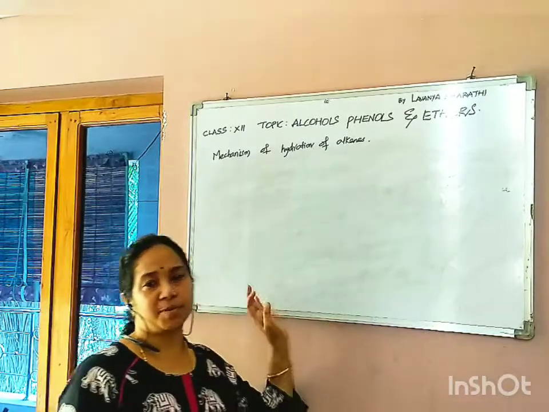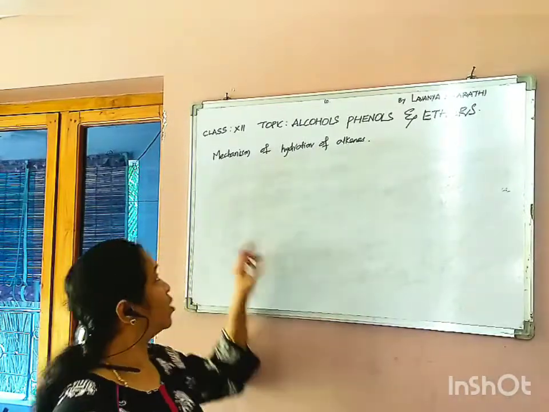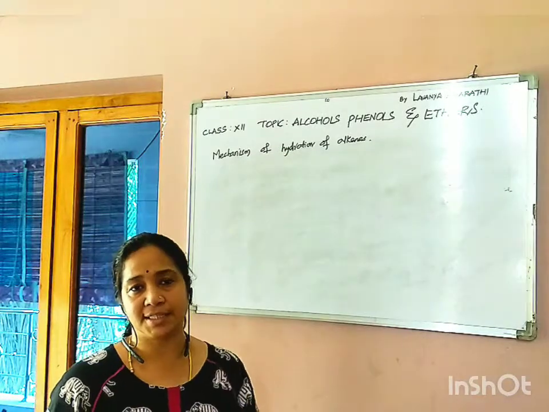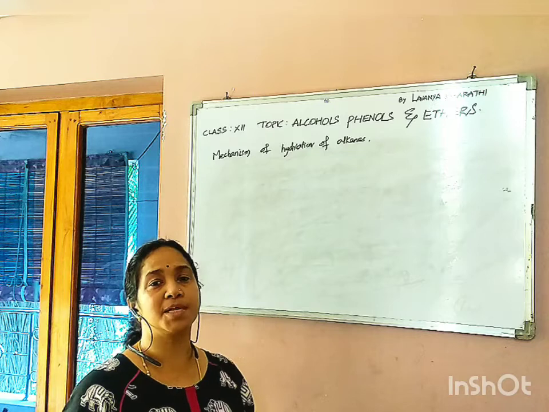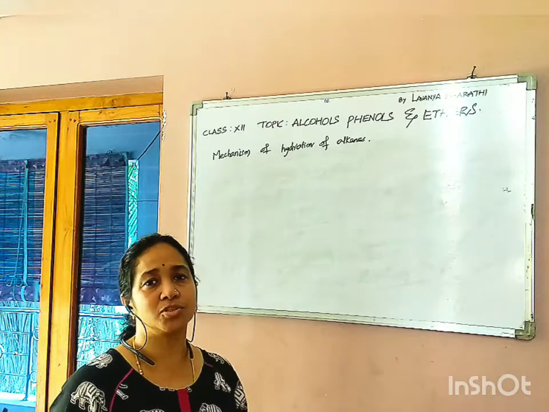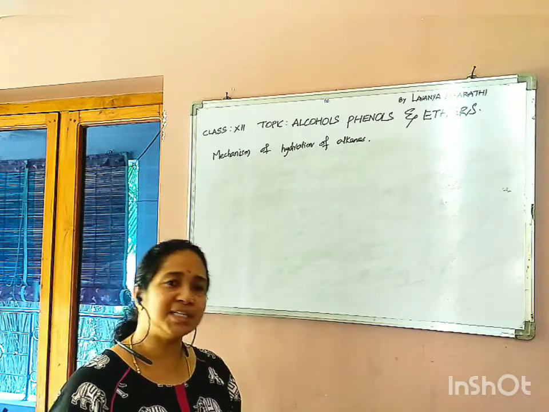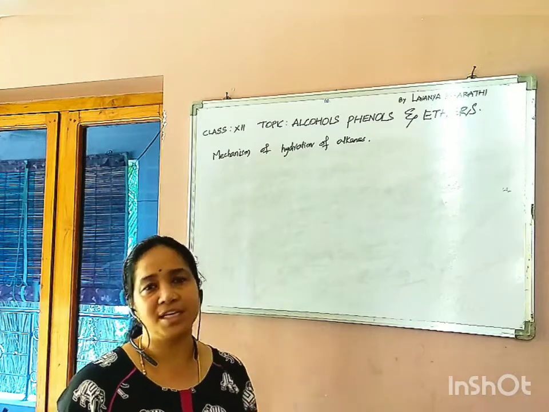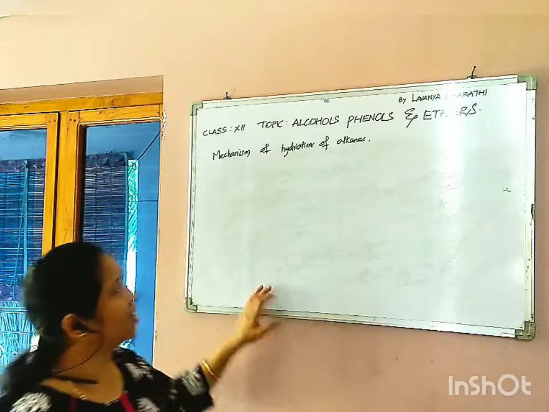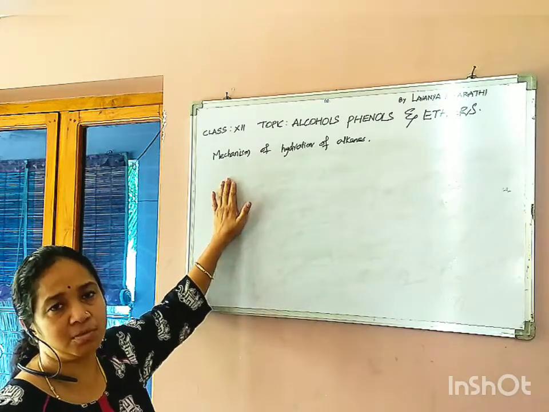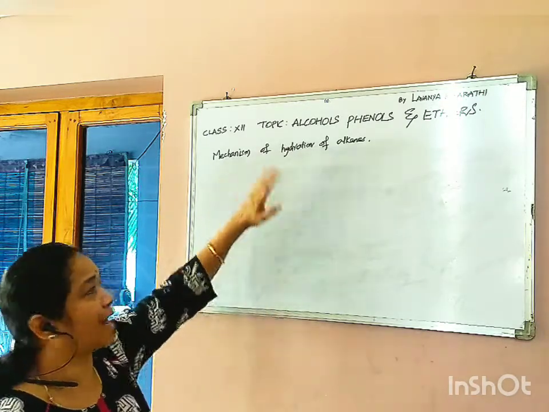The first method of preparation of alcohols involves hydration of alkenes. Alkenes, unsaturated hydrocarbons, add a water molecule in the presence of any mineral acid to form alcohols. But these alcohols are 2 degree alcohols. You cannot get a 1 degree alcohol. Today I'm going to teach you the mechanism of hydration of alkenes.